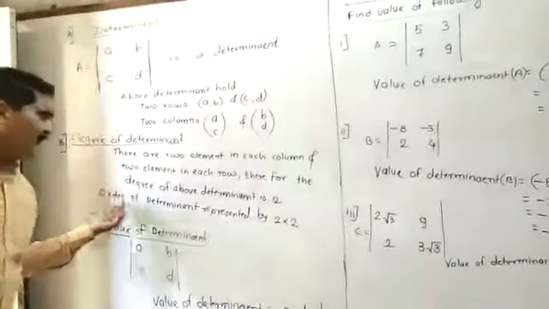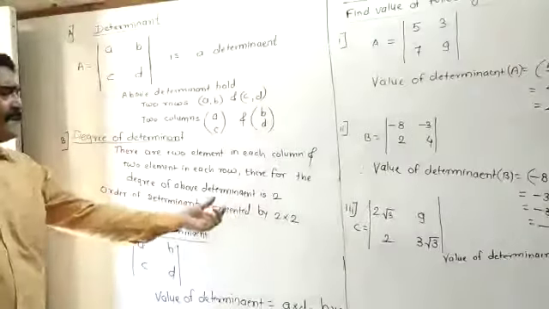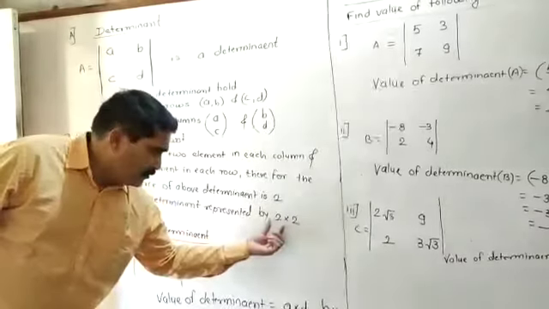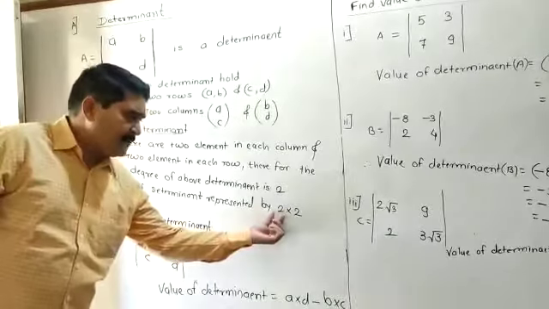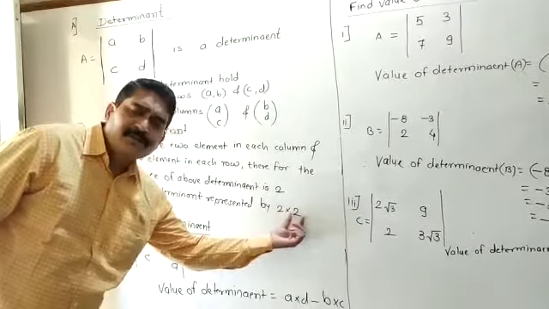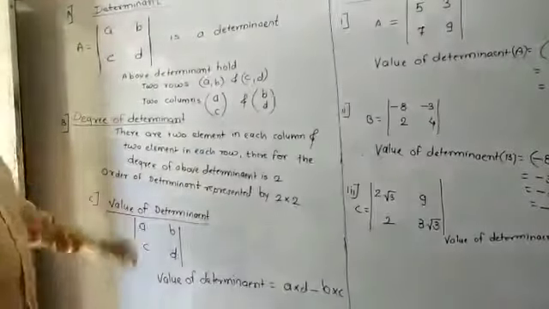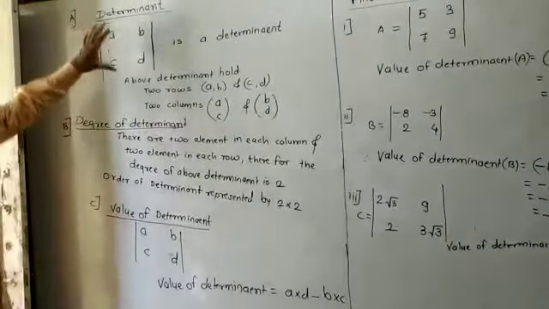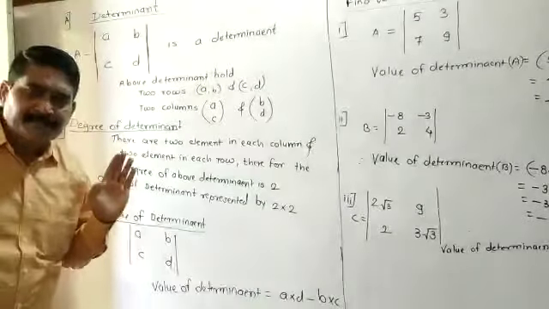Then what is the order of the determinant? I will represent the order of the determinant as 2 by 2. I will say that 2 multiplied by 2 means 2 by 2. This order represents that this holds two rows and this holds two columns. This is called the order of the determinant. Means the degree of this determinant is 2 and the order of the determinant is 2 by 2. Everybody understand what is the meaning of degree?